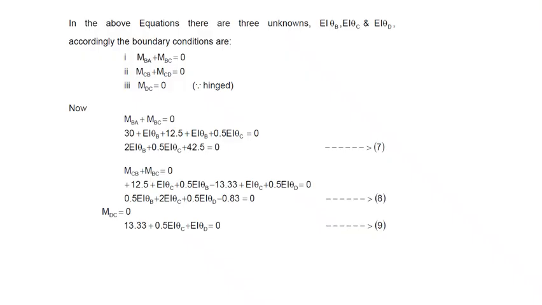So to solve 3 unknowns, we need 3 boundary conditions, and we can take 2 joint moment conditions and 1 hinged end condition. Since D is a hinged support, we can take the final moment MDC as 0. The joint moment condition is generated by taking the summation of the moments meeting at the joint as 0, say MBA plus MBC equals 0, MCB plus MCD equals 0. Simplify this and you get equations 7 and 8, and MDC equal to 0 is equation 9.